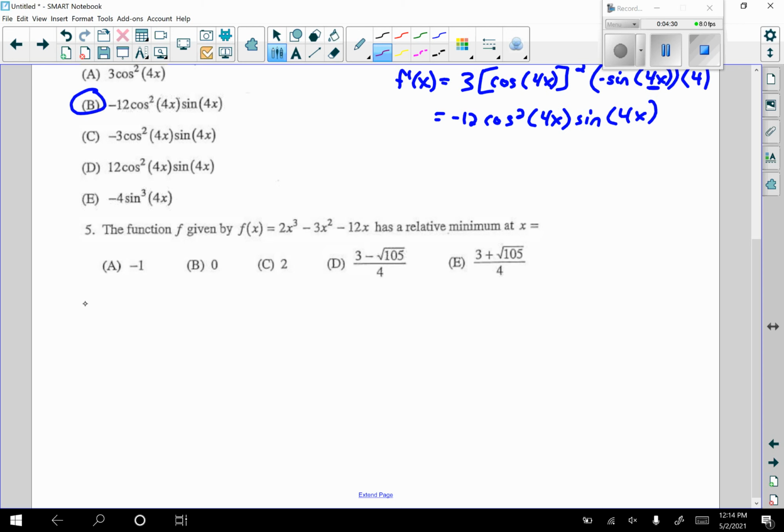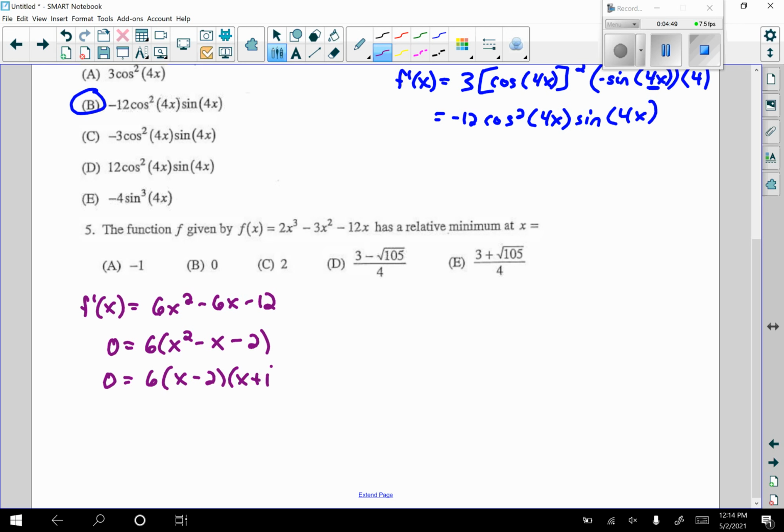Okay, for number 5, we're looking for a relative min of this function. So that means our first step is to take the derivative. That'll give us a 6x squared minus 6x minus 12. It's never undefined, so let's set this equal to 0. We want to factor out a 6. That'll leave us with x squared minus x minus 2. And then this will factor into x minus 2, x plus 1. So our critical numbers are negative 1 and 2.